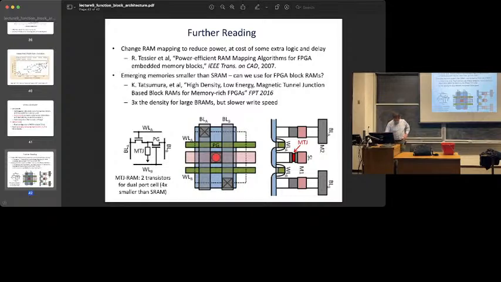This is another paper that says we're getting more and more RAM on FPGAs, and SRAM is not that dense. Okay, it takes 6 or 8 transistors per bit. There are other memory technologies that can use 1 or 2 transistors per bit. And this paper looks at one of them, a magnetic tunnel junction technology, to see could you make FPGA block RAMs out of it. And basically the answer is you could, and you get about 3 times the density for large RAMs, which is good.